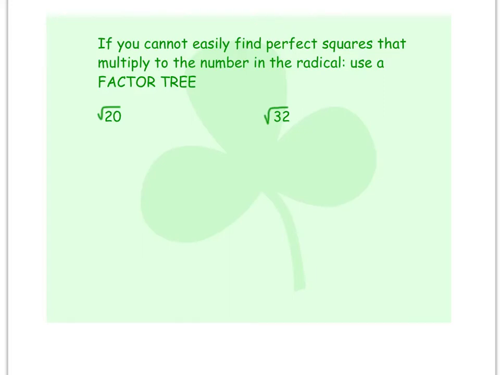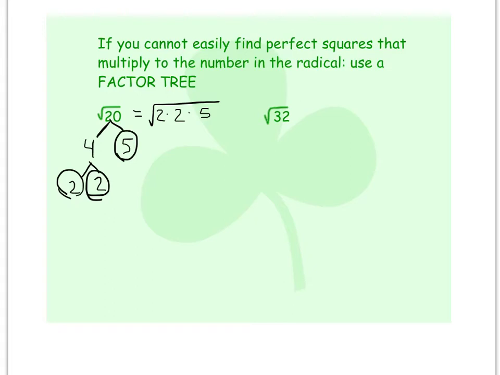If you can't easily find a perfect square that multiplies to that number in the radical, you have to make a factor tree. So 20 would be 4 times 5. 5 is a prime number, can't break it down anymore, but 4 is 2 times 2. Now I have all prime numbers, so the square root of 20 is the same as the square root of 2 times 2 times 5, all of those prime numbers at the bottom of my factor tree.